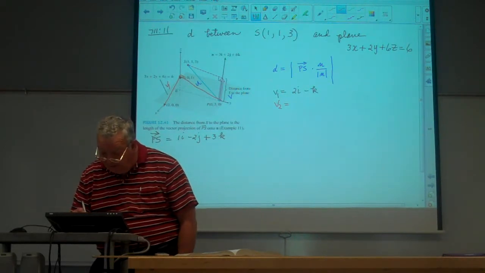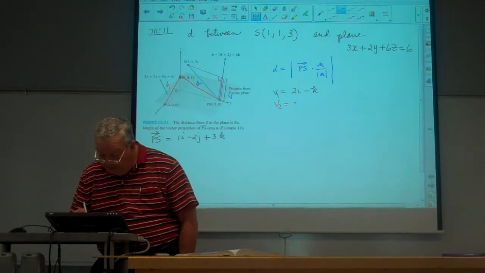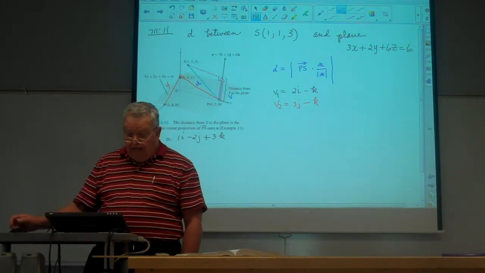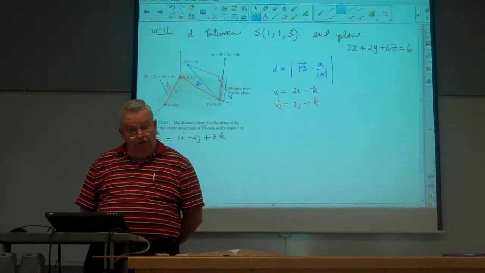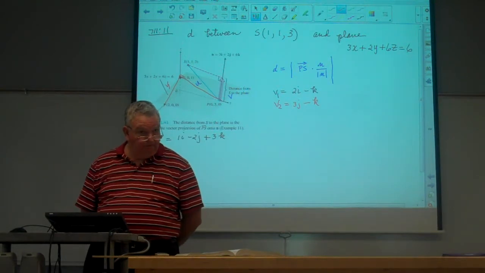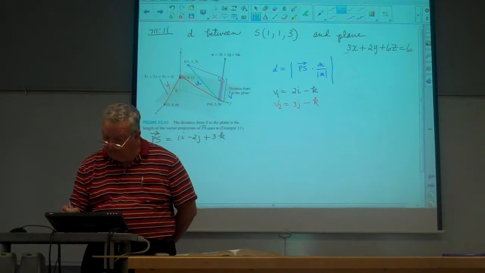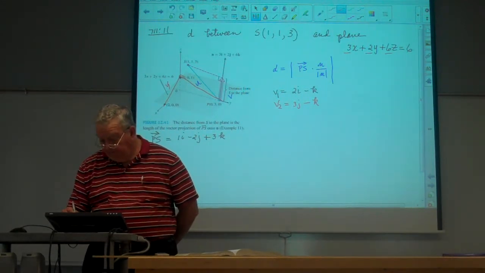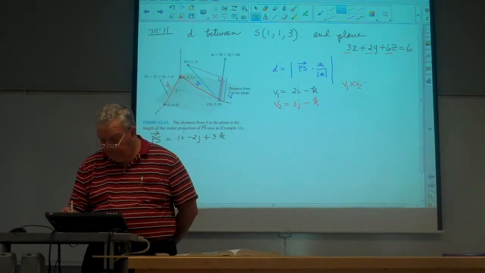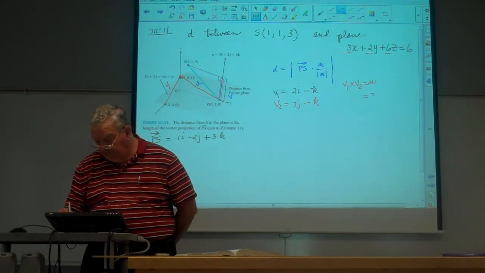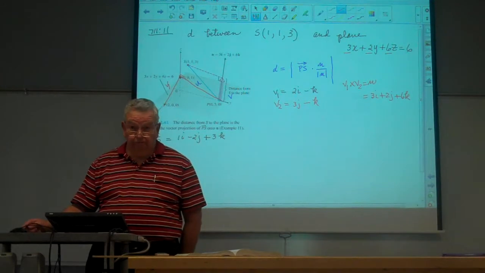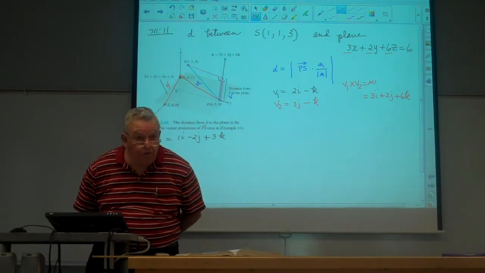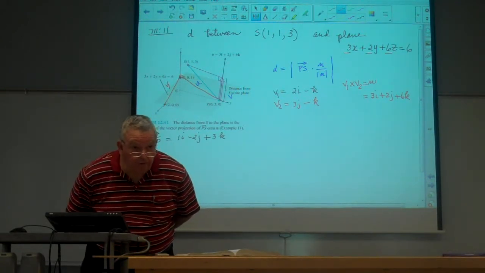But V2 is going to be equal to 0i, 3j, and then minus k. Do you agree? And you can cross them. The thing of it is, you don't need to cross them. Why? That's the normal vector for the plane. Do you remember that?